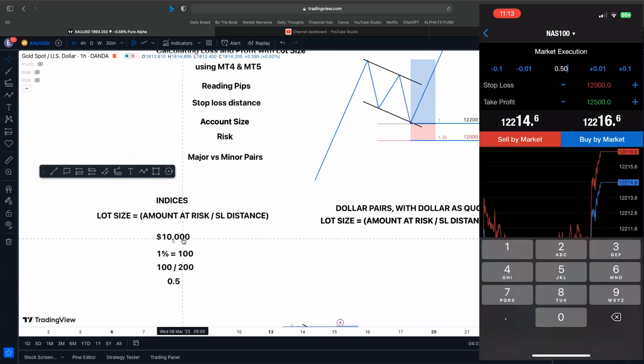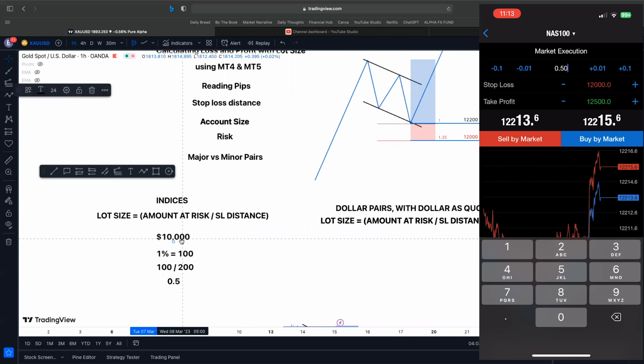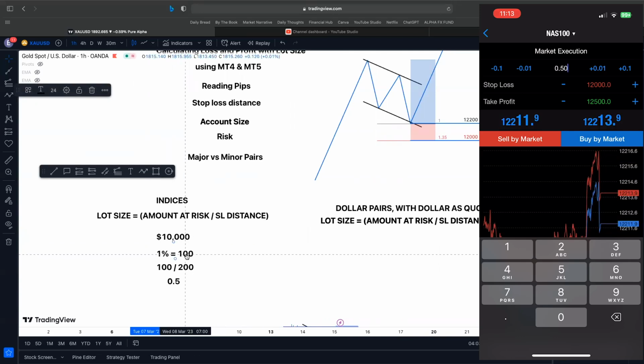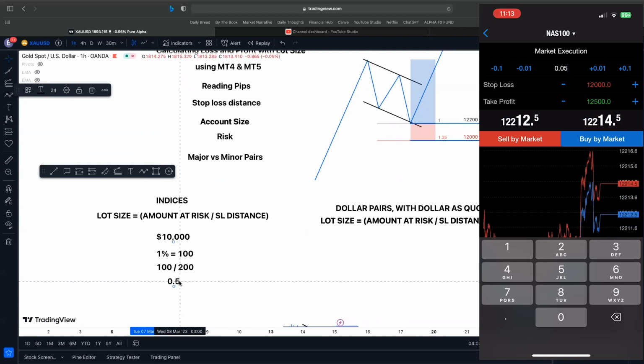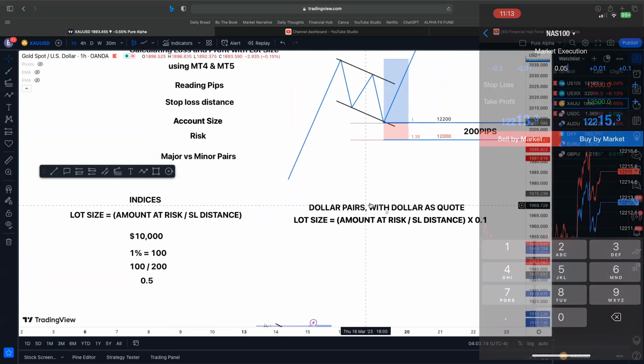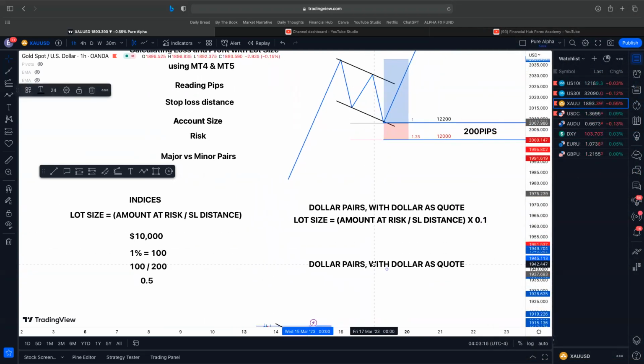Depending on your account size, it's going to be different. If this was $1,000, you're doing this divided by 10, I'm sure you're going to get 0.05. If you have a $100 account, basically you cannot trade that pair. Okay, just leave it alone. Next thing, let's look at this.